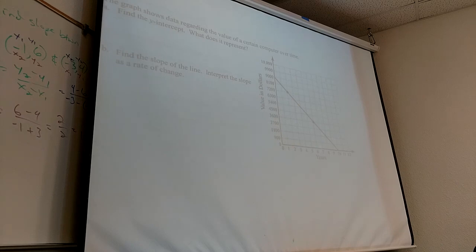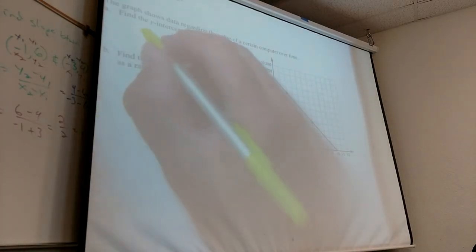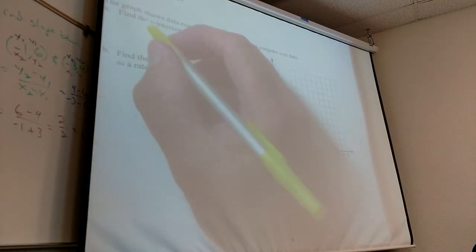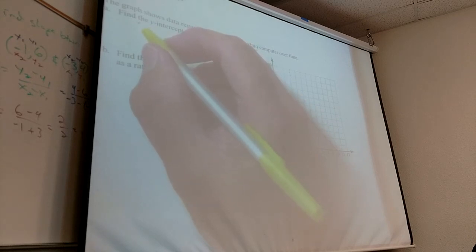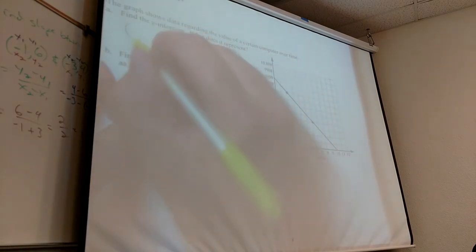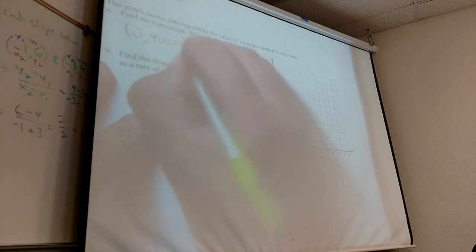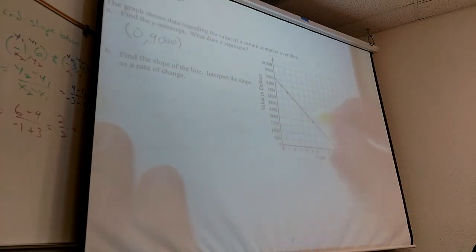So what is the y-intercept numerically? What is it? So numerically, the y-intercept is (0, 9,000). But the y-intercept is a point. I really want to make that clear.